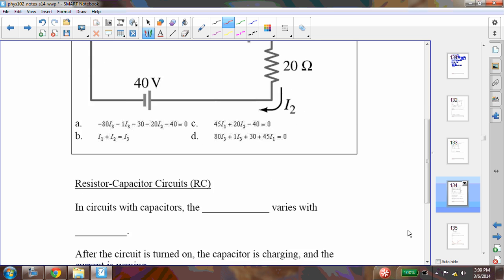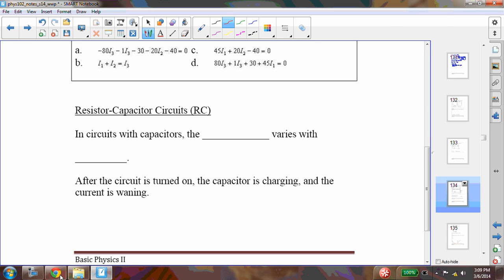All right, we will pick back up with RC circuits soon.